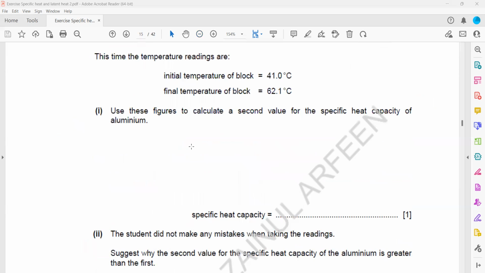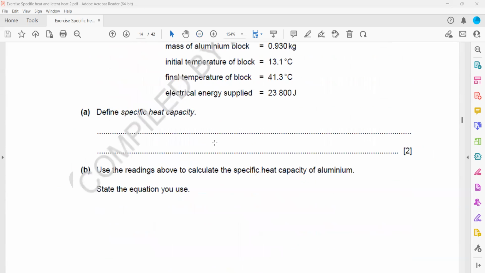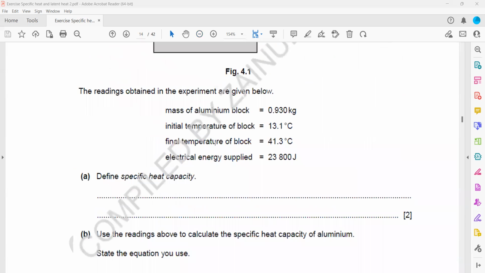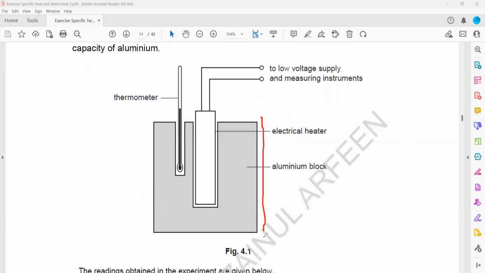If we don't want the heat energy to be lost to the surroundings, we should provide lagging or insulation around the block so it won't lose energy to the surroundings, and allow the block to cool down and then repeat the experiment, because at a higher temperature there is a greater chance it will lose energy to the surroundings. So, providing lagging.